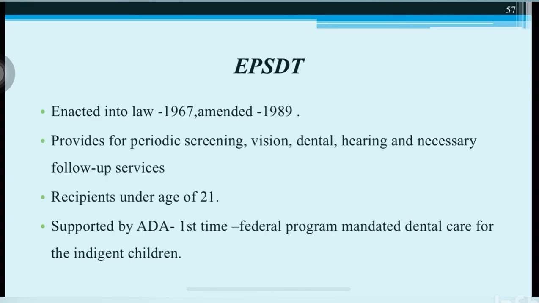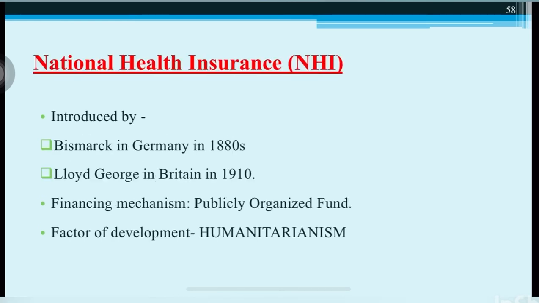Okay, so talking about EPSDT, it was enacted into law in 1967 and amended in 1989. It basically provided the periodic screening, vision, dental, hearing, and necessary follow-up services. Recipients who were under the age of 21 were provided with service under EPSDT. Okay, it was supported by ADA the first time as a federal program mandating dental care for indigent children.